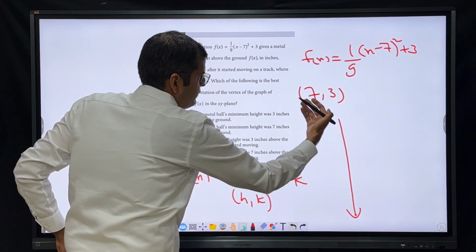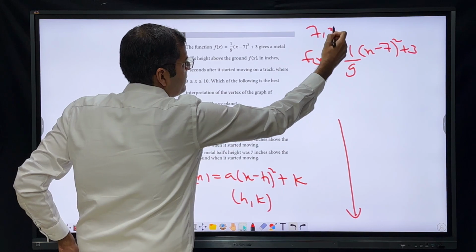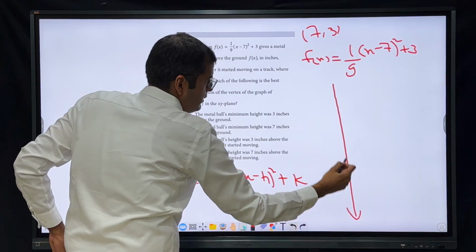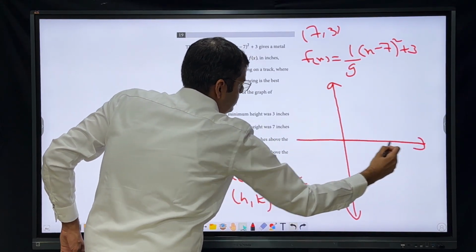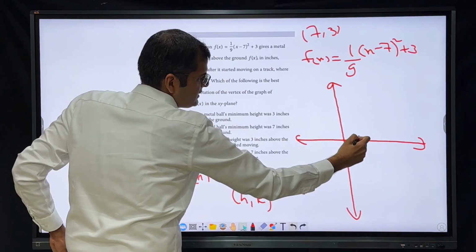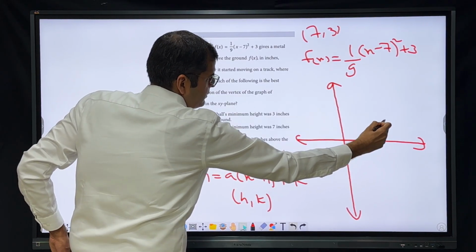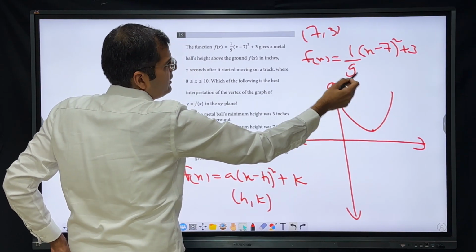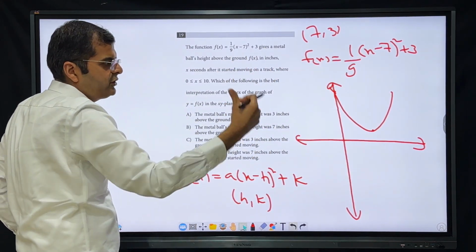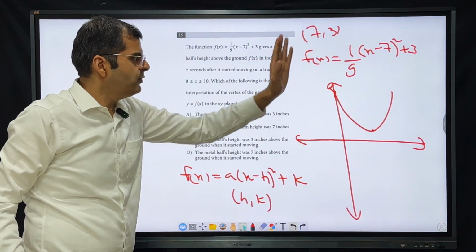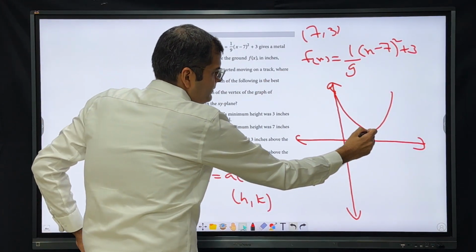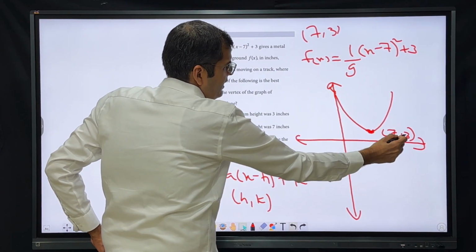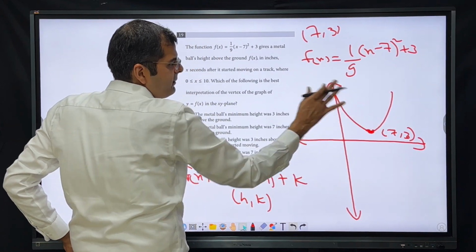So if I draw the graph first here, I know the vertex is 7 comma 3. So the graph, x is 7 and y is 3. It will be somewhat like this, and it is opening upwards. Why? Because over here a is greater than 0, which is the coefficient of x square, that is positive. So the graph opens up like this, and this minimum point here is 7 comma 3. So when x is 7, y is 3. That means the minimum height is 3.